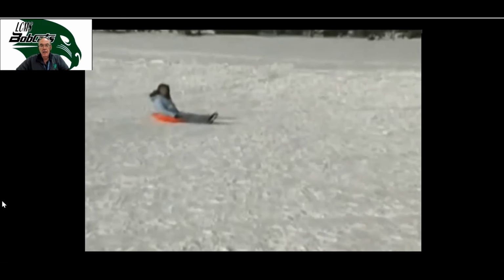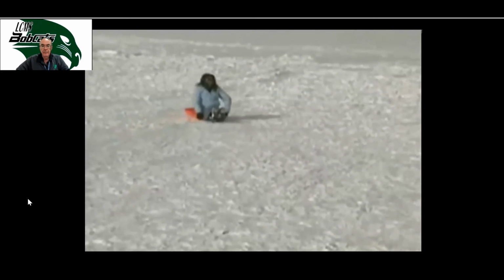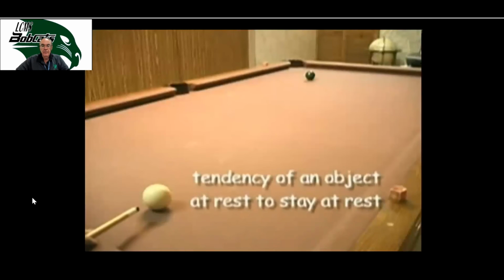Okay, so this kid sliding along on the ice, there's still some friction between the sled and the ice. If it was perfect, if there was no friction at all, and there was no air resistance blowing on the person, they would just keep sliding along forever at the same speed. Newton called this tendency of an object at rest to stay at rest. Now, this black ball is at rest, and it wants to stay at rest until it's acted upon by an unbalanced force.